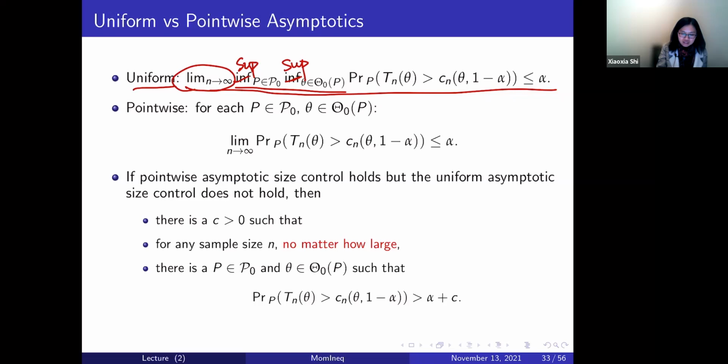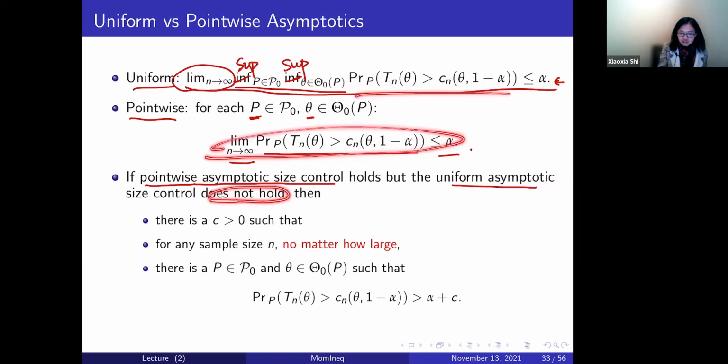That is in contrast to the pointwise asymptotic size control. Pointwise asymptotic size control simply requires that the limit of the rejection probability is less than or equal to alpha at a fixed true data generating process and fixed value in the identified set. So as you can see, the uniform size control is a stronger requirement than the pointwise size control. And what's the consequence when pointwise asymptotic size control holds, but the uniform asymptotic size control does not hold? What if you only have this, but not that?